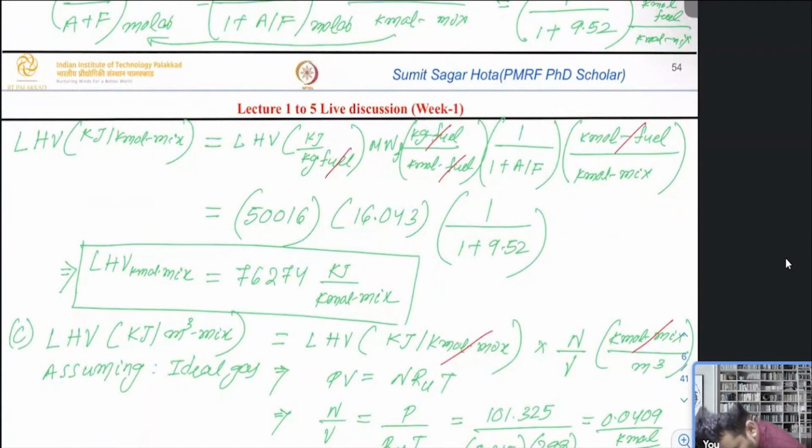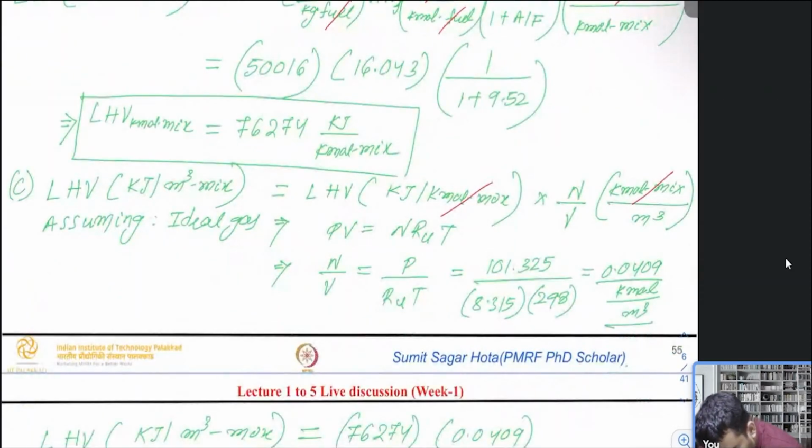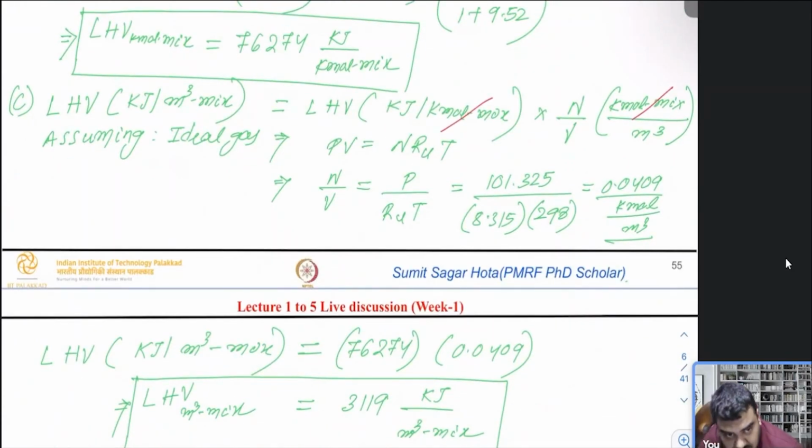Now we just have to find LHV in kilojoule per kilomole of mixture. We already have LHV in kilojoule per kg of fuel, and we also know the molecular weight of the fuel, and we know 1 by 1 plus air fuel ratio. Just multiply these things, then kg of fuel and kg of fuel get cancelled, and kilomole of fuel and kilomole of fuel get cancelled. Now substitute all the values: LHV is 50,016 kilojoule per kg of fuel, molecular weight of the fuel is 16.043, and the factor is 1 by 1 plus 9.52. When you rearrange all these things, you get the LHV per kilomole of mixture as 76,274 kilojoule per kilomole of mixture. This is the answer. Now let's go to our next part.